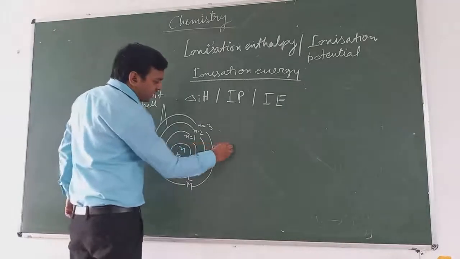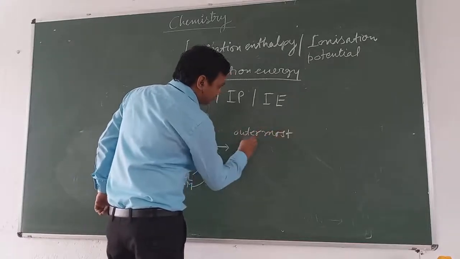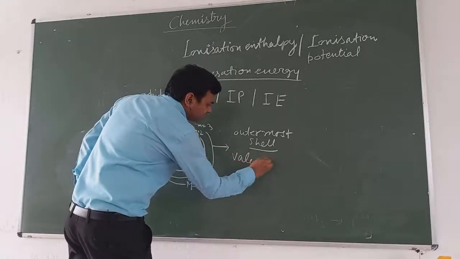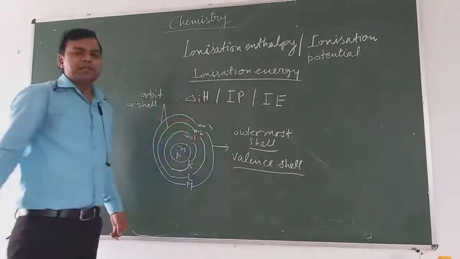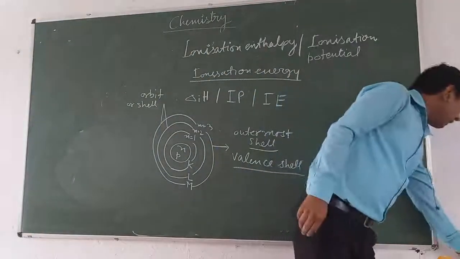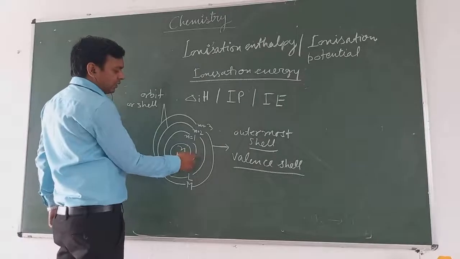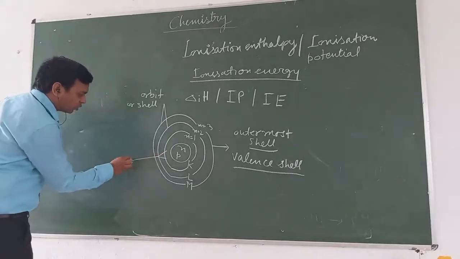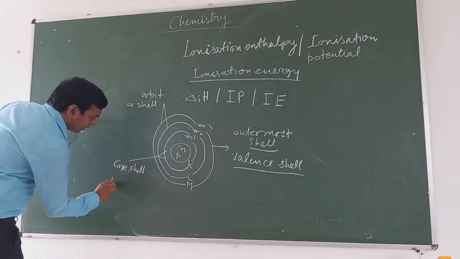The outermost shell is known as the valence shell, and the electrons present in the valence shell are known as valence electrons. The inner shells are core shells.